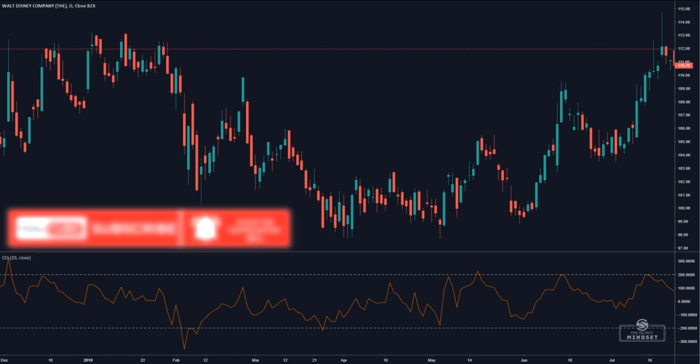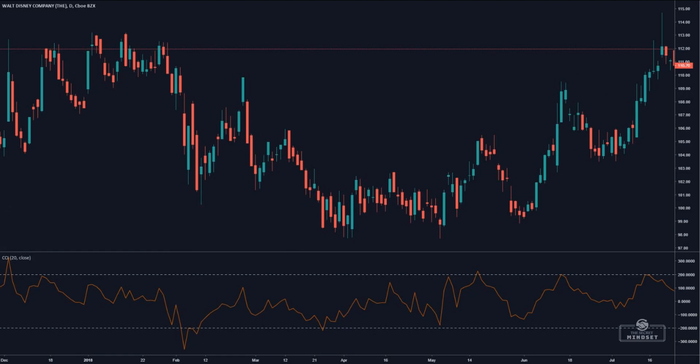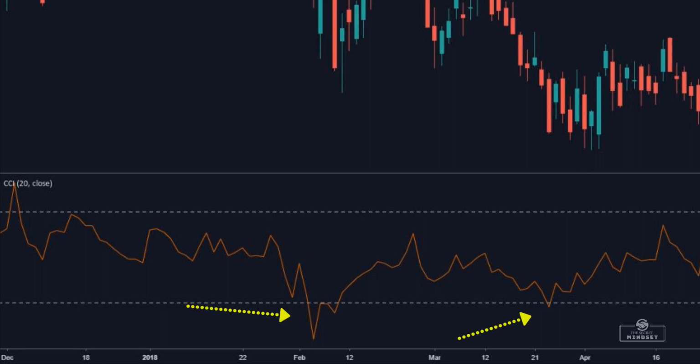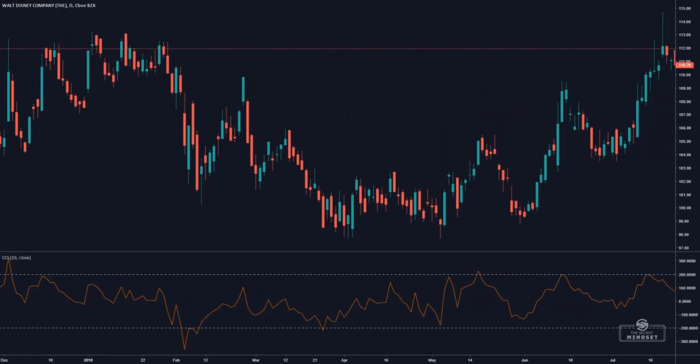The same pattern on Walt Disney stock. The stock price reached oversold levels twice. The CCI indicator formed a divergence, followed by a trend line breakout.